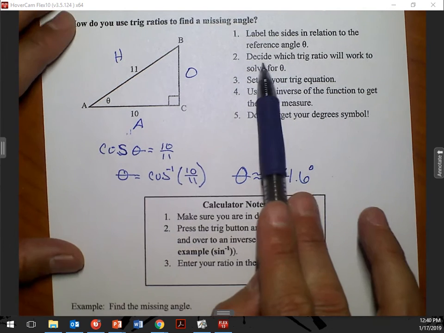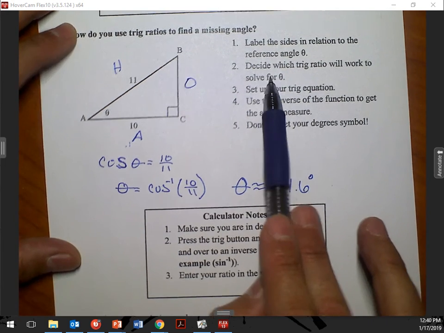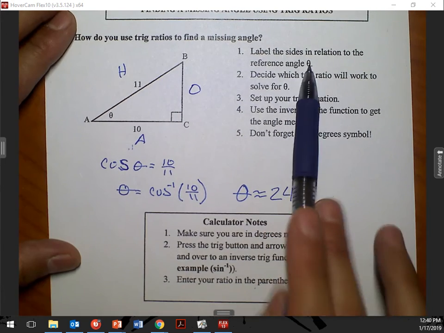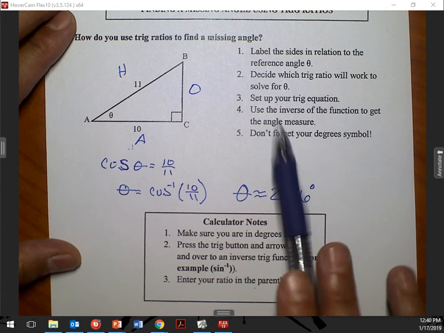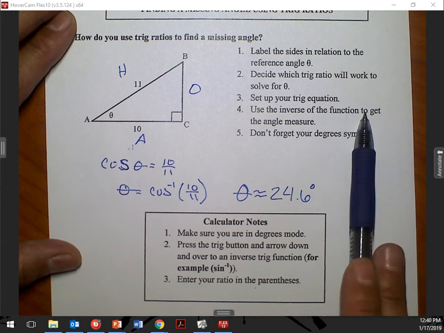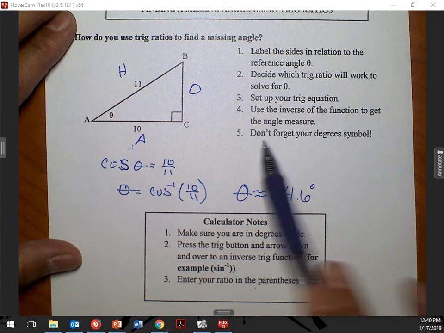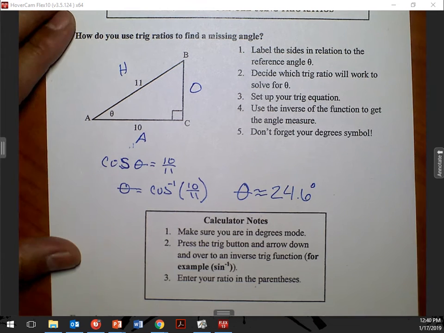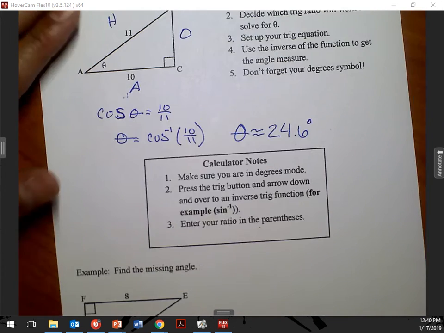Okay, we just went through the steps, didn't we? Started here: decide which trig ratio to use, set up your equation, use the inverse to get the angle measure, don't forget your degree symbol. There it is, we just went through the whole thing.